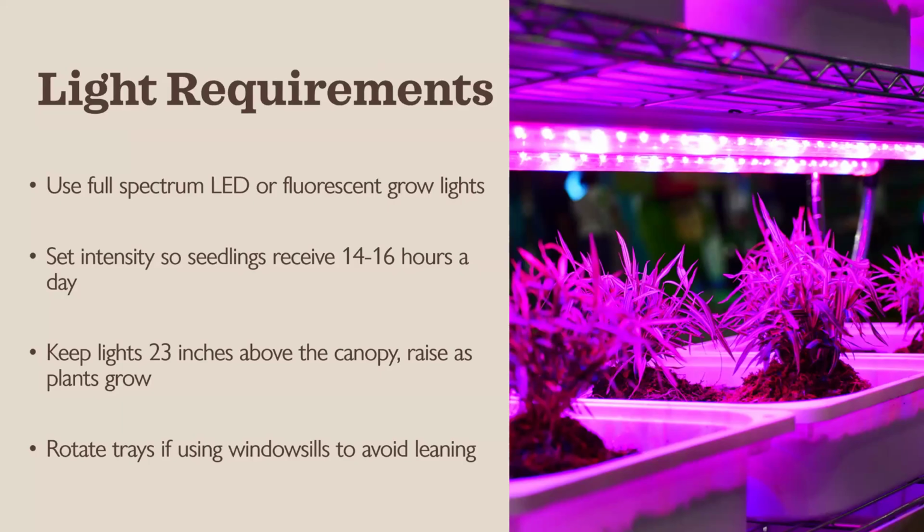Try to look for ones that have full spectrum LED or the fluorescent grow lights. With light, there's different wavelengths, and the plants need certain wavelengths to be able to actually photosynthesize. And you want to see if you can set a timer or the intensity of the light so that they only receive about 14 to 16 hours a day.